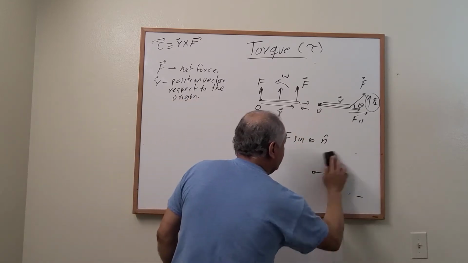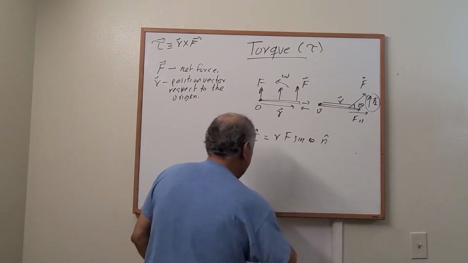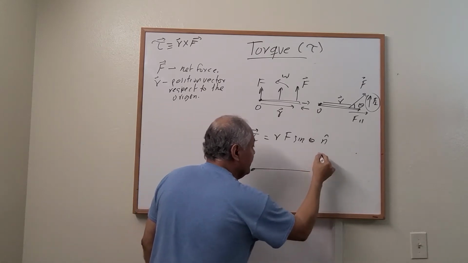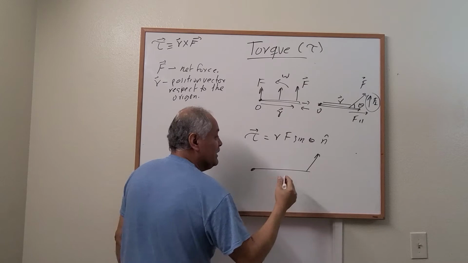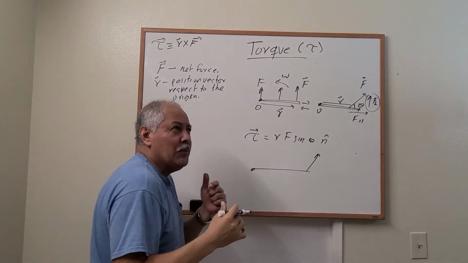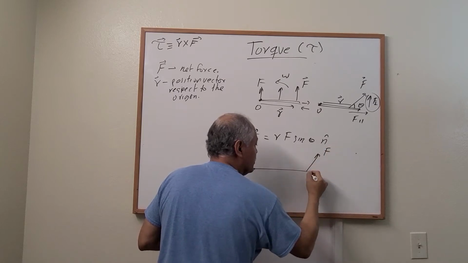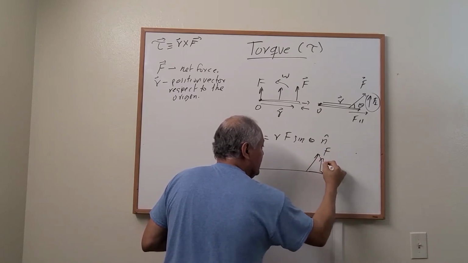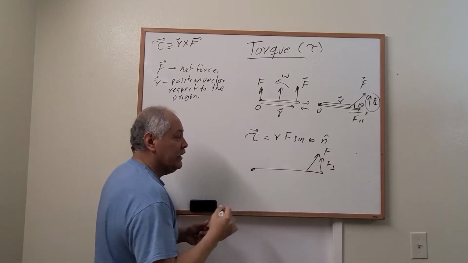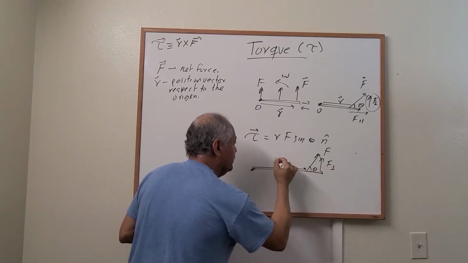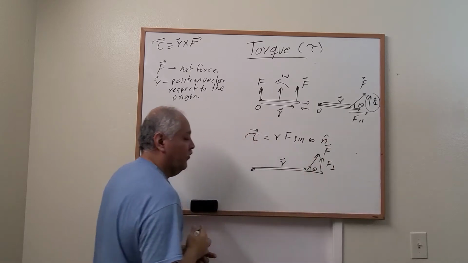Okay. Now, let's continue on this picture. Imagine that we have this situation right here. We found that the component of the force that is producing the torque is the perpendicular one. This perpendicular component is causing the rotation. Got it? This is R, the position vector, and the net force.